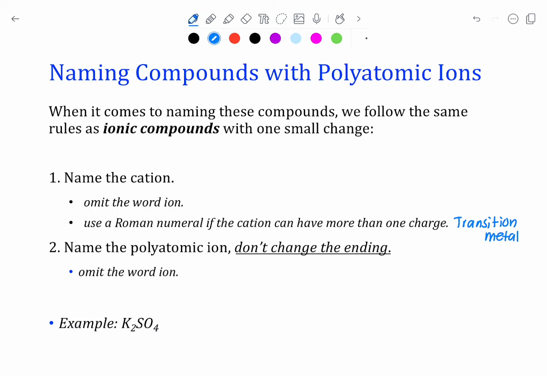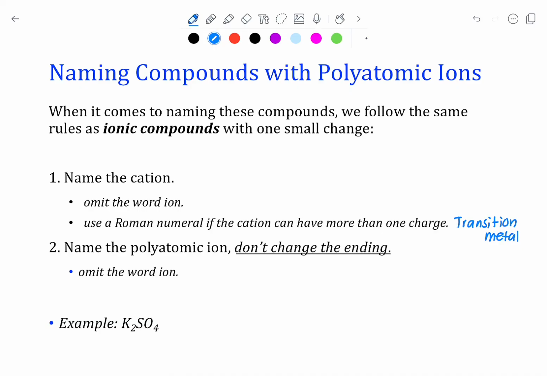Okay, so our transition metals are going to have our varying charges, so those need our Roman numerals. When we name our polyatomic ion, we do nothing. We don't change the ending, we don't put an IDE or anything like that, because the polyatomic ions have specific endings based on their specific formulas, which is what we looked at when we looked at perchlorate, hypochlorite, chlorate, chlorite, sulfate, sulfite. Okay, they all have specific endings that we're not going to change. So we're just going to put the name of the polyatomic ion, omitting the word ion.